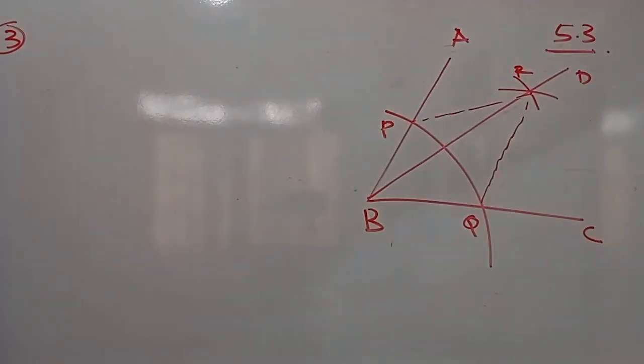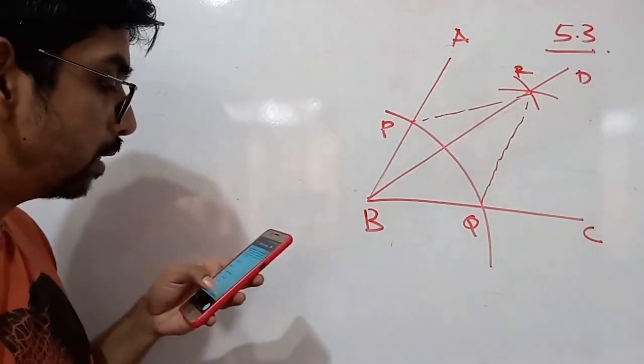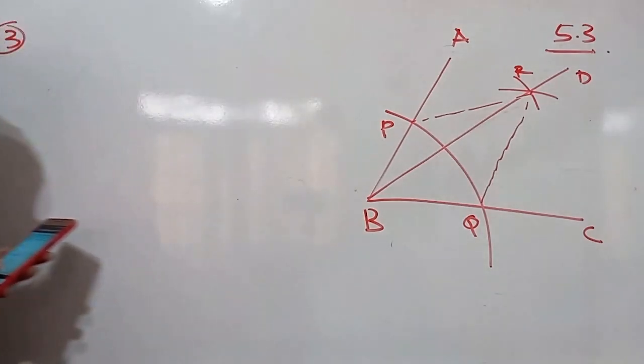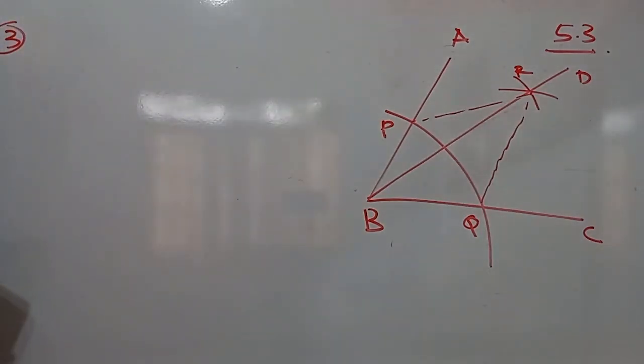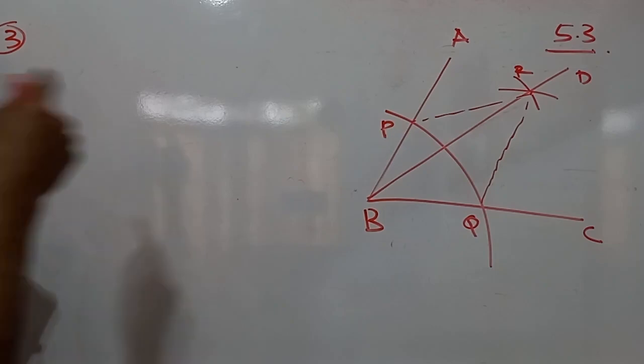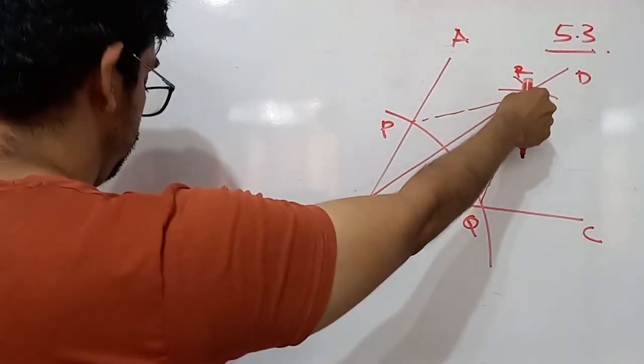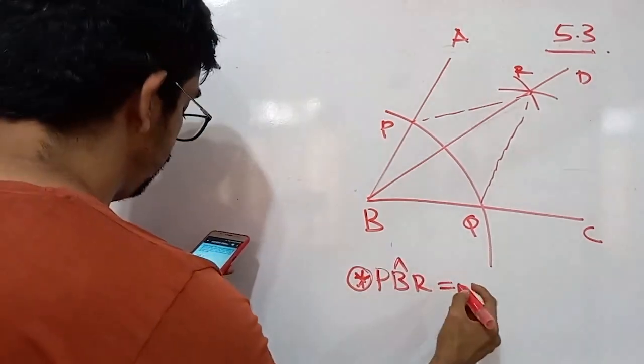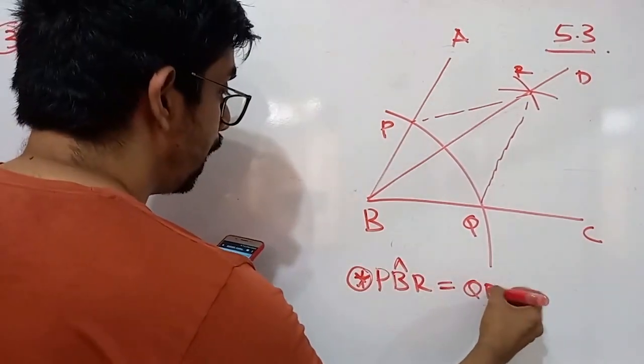Right. So question number 3. To bisect the angle ABC, a student selects the point D as a center and draws the arc PQ. The arc intersects AB and BC at the points P and Q respectively. Two equal arcs drawn from the points P and Q intersect at R. Prove that PBR angle is equal to QBR angle.